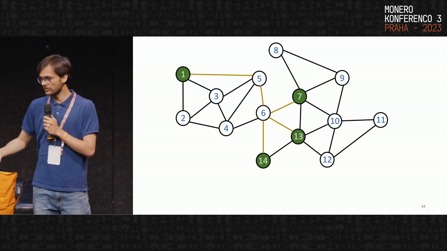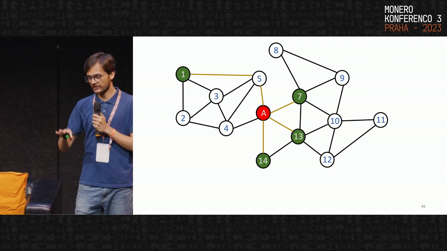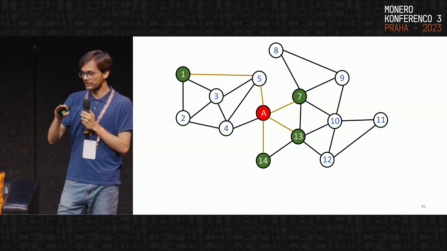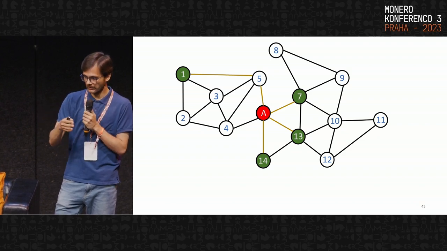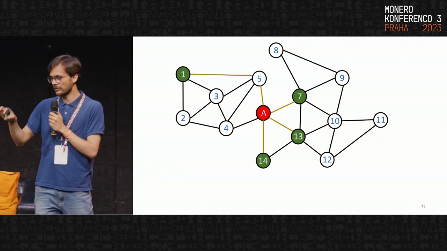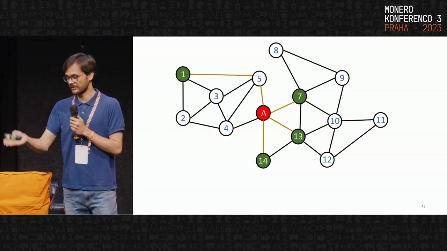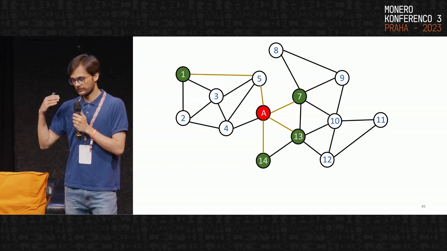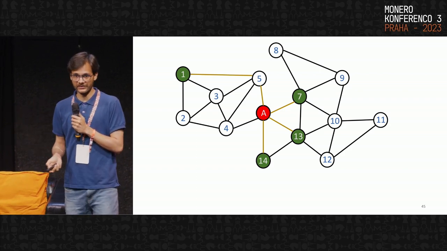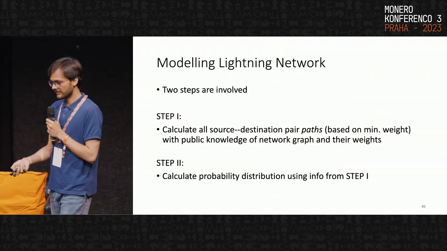In this case, let's assume there is some adversary node A. Since this information is public, it knows that if some transaction is routed by adversary A, there is a good chance that node 1 is the forwarder, because a lot of the best paths for this particular node go via this adversary. So we tried to leverage this in our analysis.